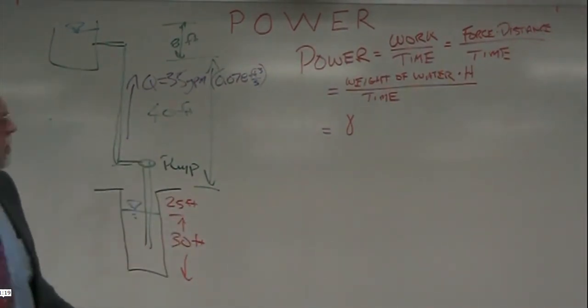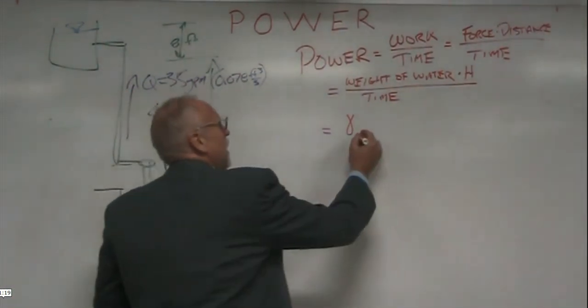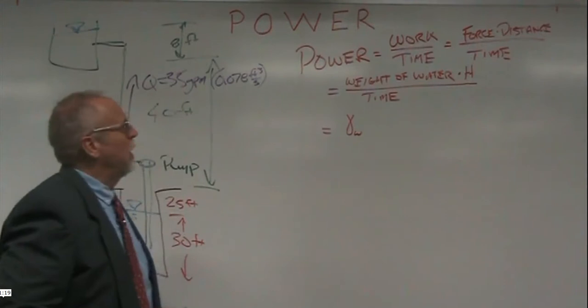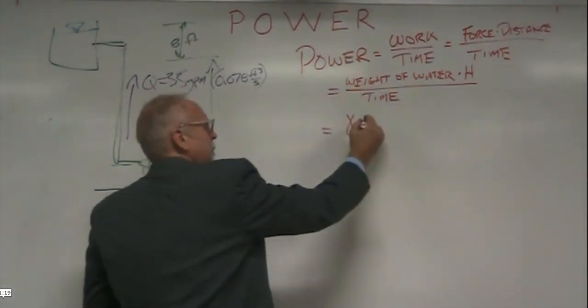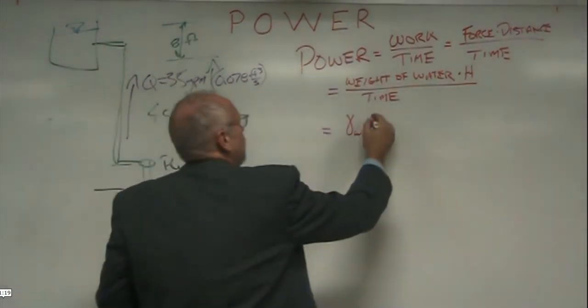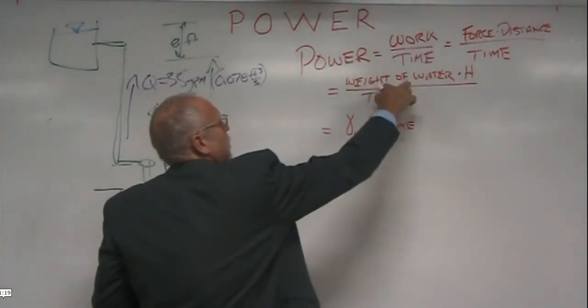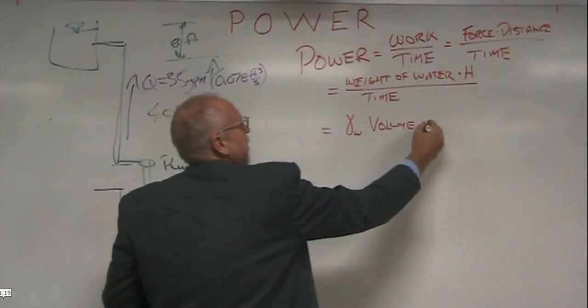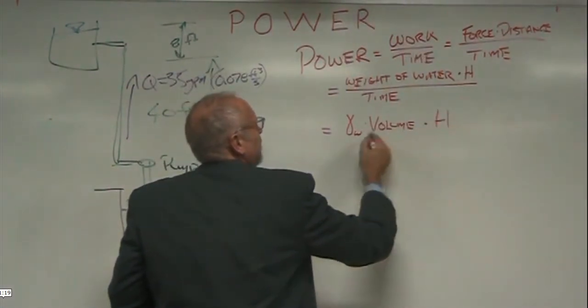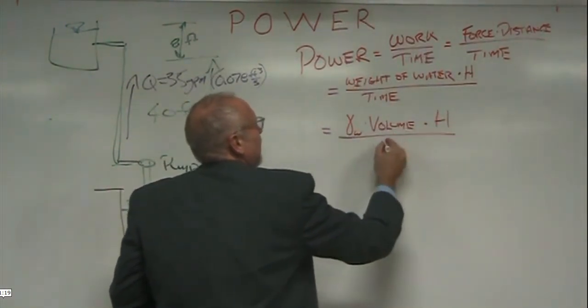It's the unit weight of our fluid. In this case, it's water. So the weight of the water is gamma times, right? What's the volume of water? The weight of the water is gamma times volume. We still have the H there, over time.